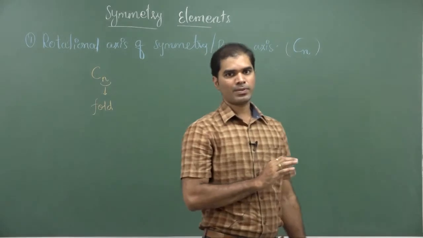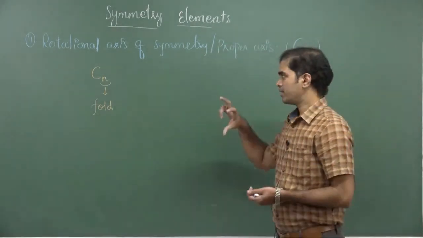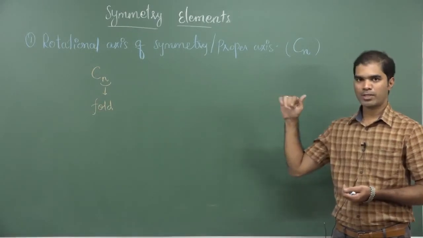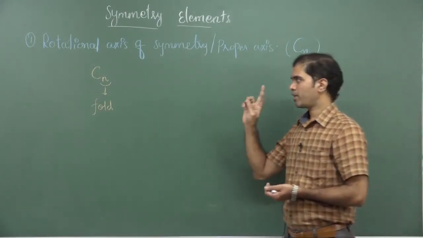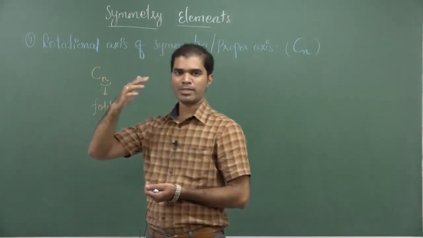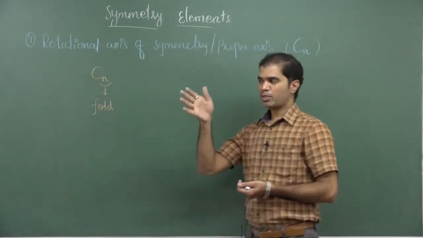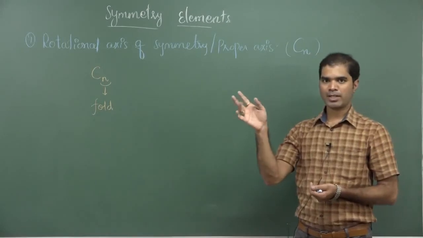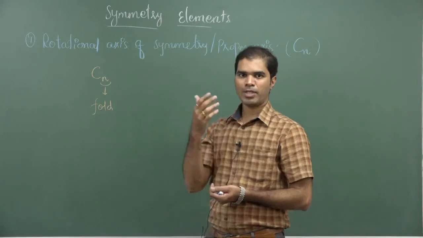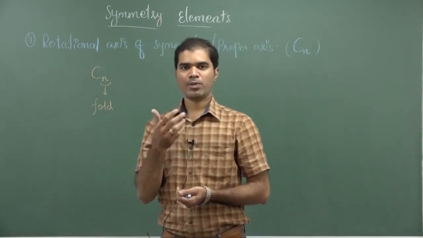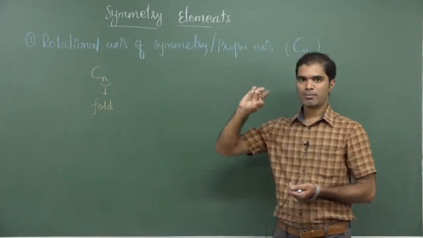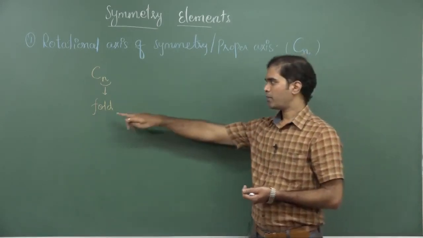Whatever molecule that we choose, we rotate it a certain number of times so that finally we arrive at an identical configuration. While we rotate through 360 degrees, how many times is the molecule repeating itself? Suppose I choose one particular configuration, and as I rotate, if I get another configuration which cannot be distinguished from the original one, you call it an equivalent configuration. So how many times the molecule is repeating itself, that is defined by the fold.